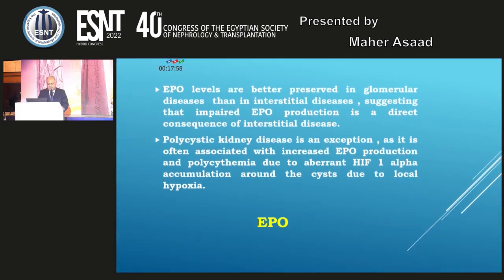Erythropoietin levels are better preserved in glomerular diseases than in interstitial diseases, suggesting that impaired EPO production is a direct consequence of interstitial disease. However, polycystic kidney disease is an exception because it is often associated with increased EPO production and may lead to polycythemia due to the aberrant hypoxia-inducible factor 1 alpha accumulation around the cysts due to local hypoxia.